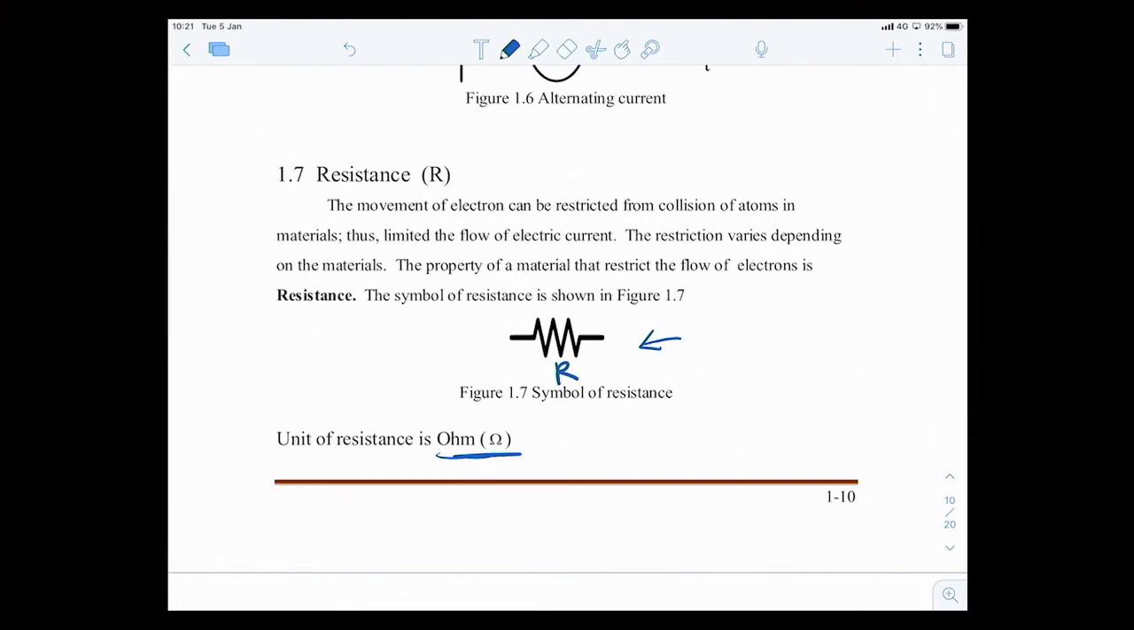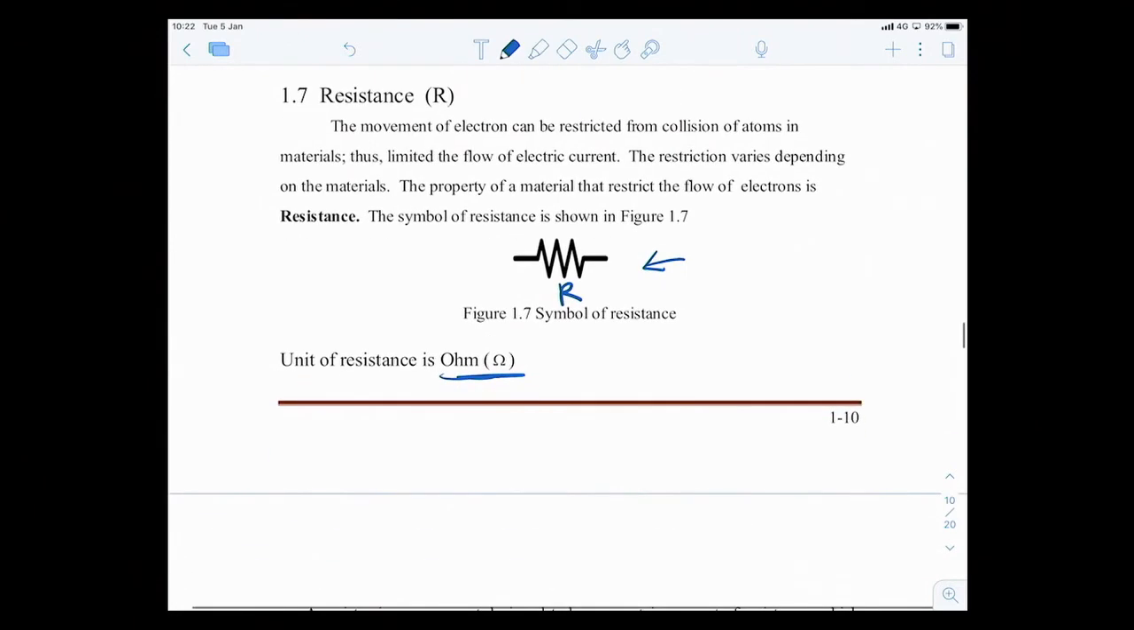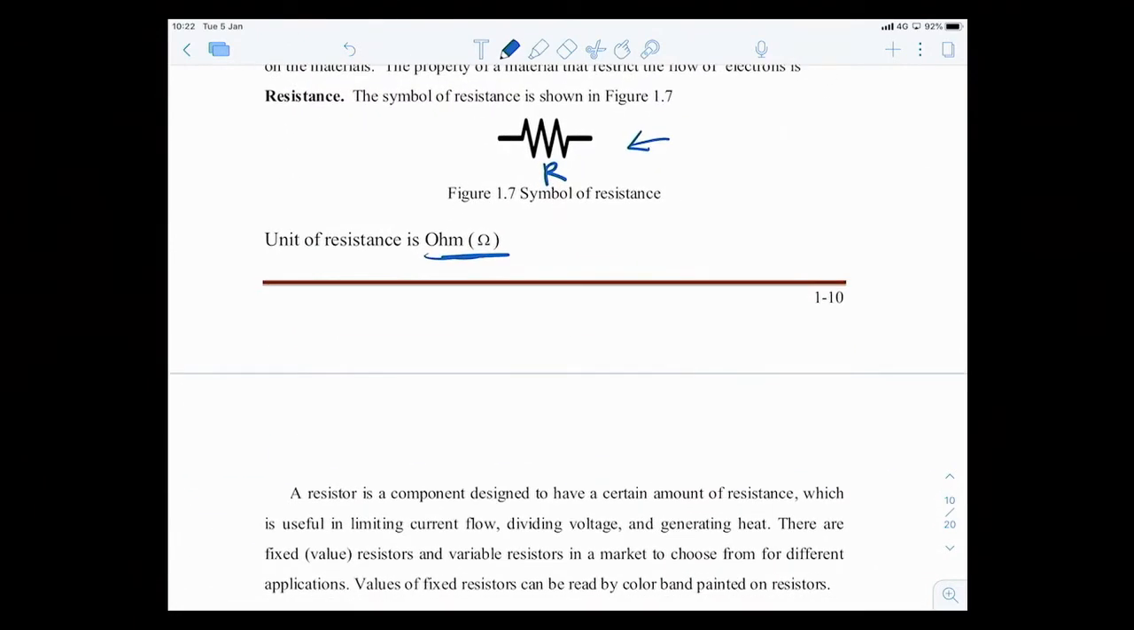We want to be able to control the current. We don't want everything to go freely. I want current to go in this direction this much, and in that direction that much. So resistance comes in handy to restrict the flow of current. As the name says, resistance resists the flow of current.